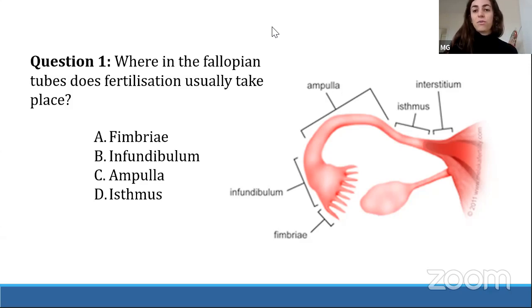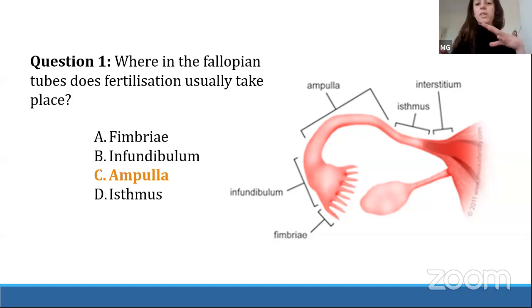Just a few more people would like to vote. Okay, great. So I'm going to share the results. Actually, yeah, the right answer is the ampulla, correct. So the ampulla, as you can see, is the large part of the fallopian tube, essentially. It has a lot of space.